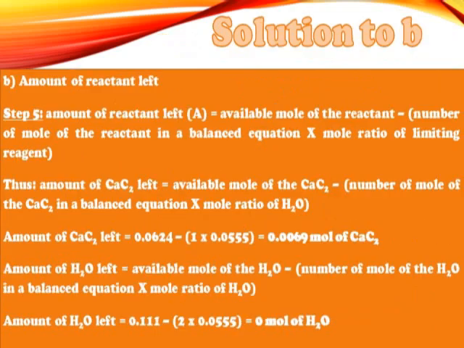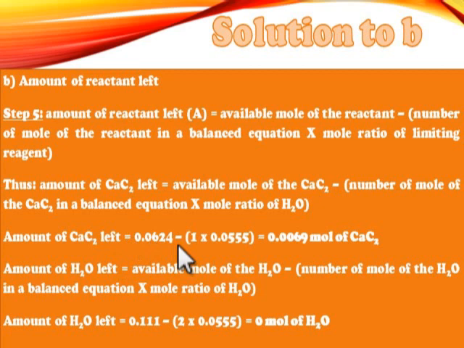Now let's look at solution to B. Amount of reactant left. Step 5 says amount of reactant left is calculated by the formula available mole of the reactant minus number of mole of the reactant in a balanced equation times mole ratio of limiting reagent. Okay, good. So the amount of calcium carbide left will be equal to the available mole of calcium carbide minus the number of mole of calcium carbide in a balanced equation times the mole ratio of water, because water is the limiting reagent.